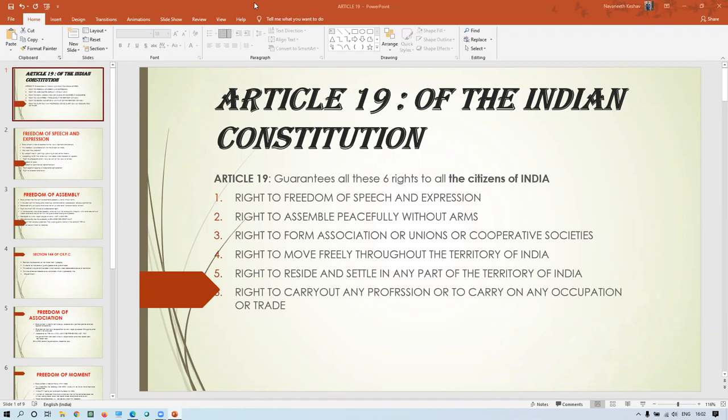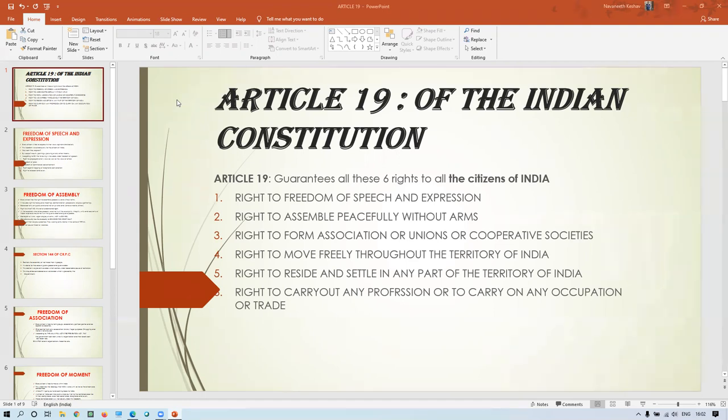I'm sure that today's topic is a very interesting topic, and by the end of this session, each of us will know at least a gist of what Article 19 is speaking about. So today's topic is Article 19 of the Indian Constitution. It is a very vast topic, and I'm sure that we cannot cover the entire topic, and at least we can know what Article 19 speaks.